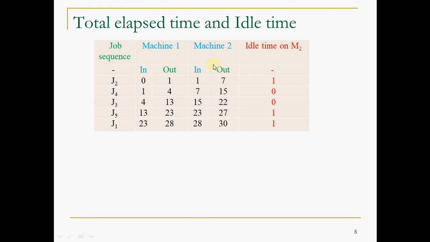Till then M2 will be idle, hence the in time will become the out time of this. This is 1 and 6 as usual. So that is the processing time of this job on machine 2. Hence this out time will become the in time. So this is 15. Why is this 15? Again you have to check the processing time of J4 on machine 2, that will be 8. You can check it, 7 plus 8, 15.